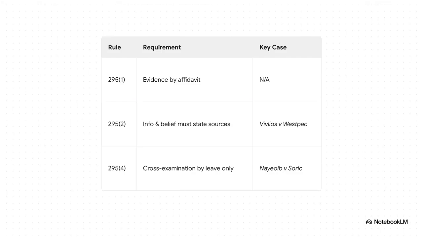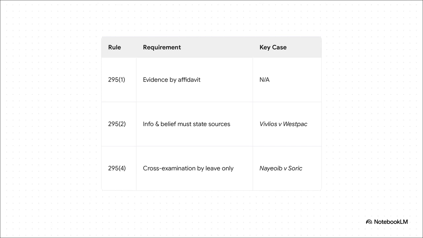Right, let's break down the procedural rules for evidence under UCPR Rule 295. This is the nuts and bolts. As a default, Rule 295 Sub-Rule 1 says all evidence must be by affidavit. Simple enough. What if you want to cross-examine? Well, under Sub-Rule 4, it's pretty rare and you're going to need the court's permission.